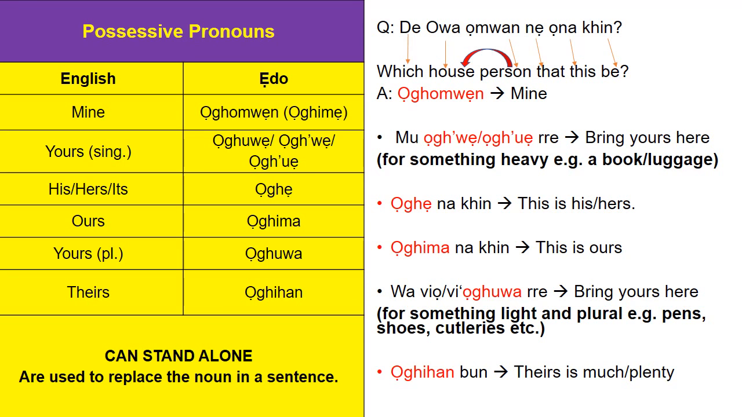Yours, for singular, for just one person, is orwe. For this shorter form, you can write it with W, or the other one with UE, or you can decide which one you take there. And then his, hers, and its is ore, and then ours is orima, and yours for plural, as in more than one person, oruwa, and theirs orinya. Get it? Good.